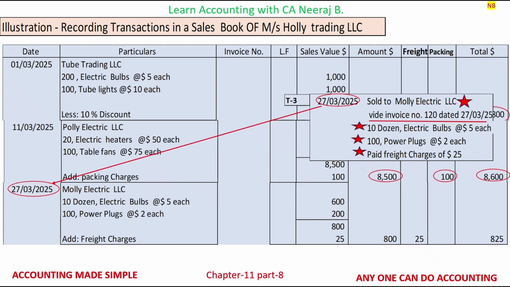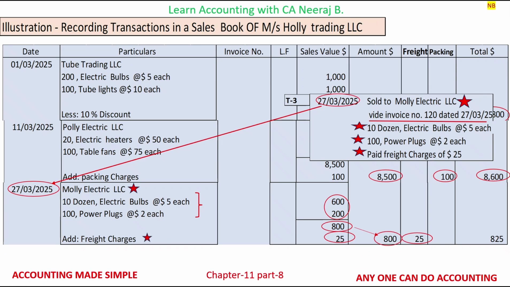It will be recorded on 27th March 25. The name of the customer, Molly Electric LLC, along with the complete description of the goods sold is mentioned in the particulars column. The sales value of each item sold is written under the sales value column. The sum total of all the items sold is also written in the sales value column, which for this transaction comes to $800. The freight charges agreed by the customer is written in the particulars column, while the value of the freight amounting to $25 is written in the sales value column and again under the freight charges column.